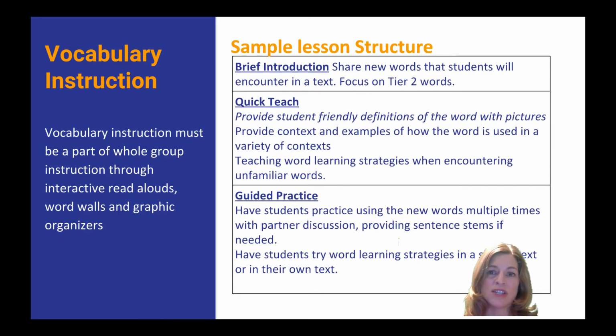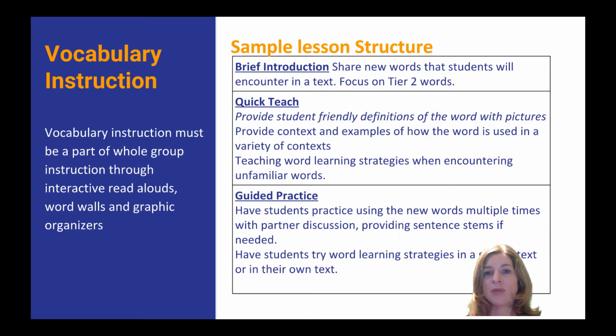So you can only teach them so many vocabulary words, but we also need to give them the word learning strategies so that they know what to do when they encounter an unfamiliar word. So this could be anything from looking at the context clues. It could be looking at cognates, looking for words within a word, so that we're really teaching kids specific strategies for understanding unfamiliar words.